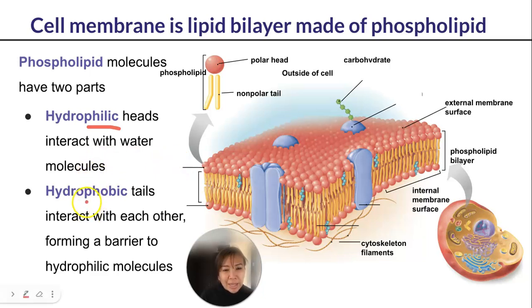tails, the fatty acid tails, are hydrophobic. So they're scared of water. So they tend to be inside the phospholipid bilayer because they're kind of hiding away from the water. And so that's what forms this plasma membrane, this double layer of phospholipids. And so we can call this the phospholipid bilayer. And so we're basically taking this part right here and zooming in to show you right here.